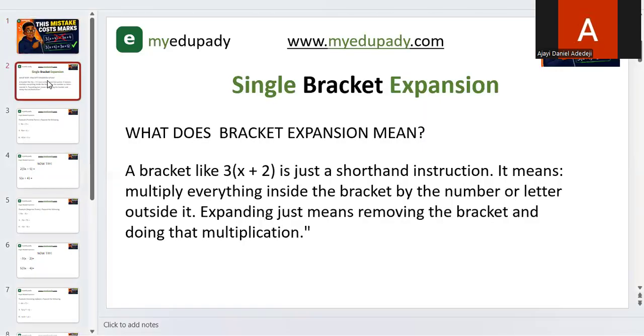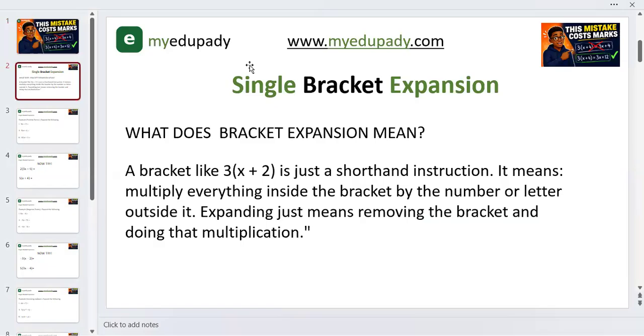Now, to start with, we have to understand what we mean by bracket expansion. All right, so we have a bracket, say 3 into bracket x plus 2. What does this actually mean? What it means is that you're going to multiply all the values inside that bracket with 3. So take, for instance, we have 3 into x plus 2. So what we are saying is we are going to use 3 to multiply x and use 3 to multiply 2. Let's take a look at an example.